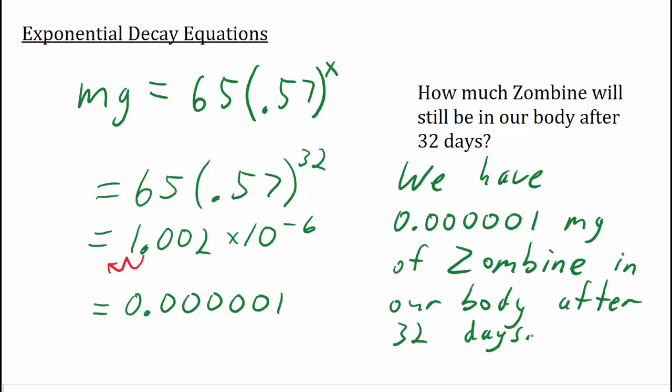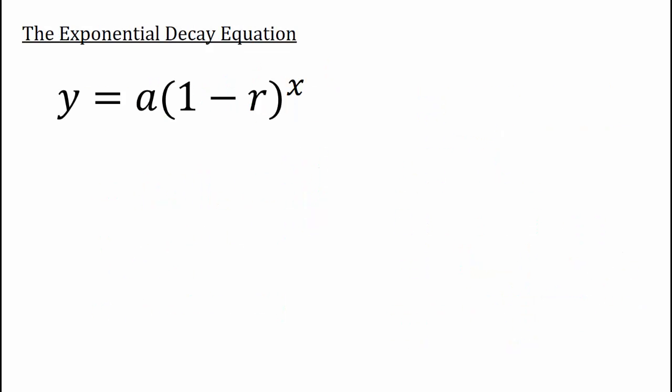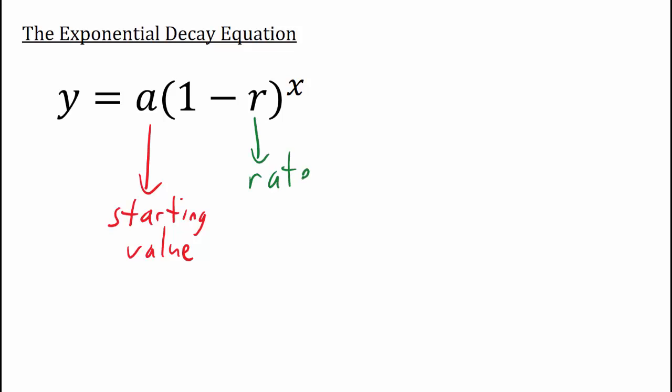It's always important to answer word problems in the context of the situation. Other exponential decay situations behave the same way. Here's an equation we can use for any decay situation. A is what we start with. Well, r, that's the rate of decay, so 1 minus r, that's the multiplier. And x, well, that will be the time. And when you work that out, it tells you y. That's what you end up with.